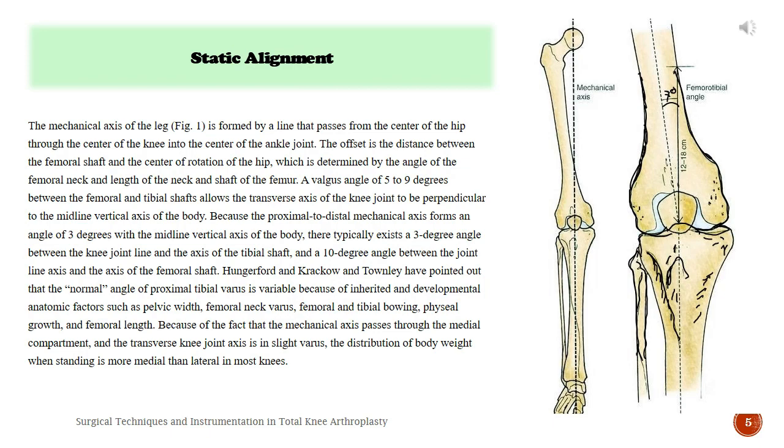Hungerford and Krakow and Townley have pointed out that the normal angle of proximal tibial varus is variable because of inherited and developmental anatomic factors such as pelvic width, femoral neck varus, femoral and tibial bowing, physeal growth, and femoral length. Because the mechanical axis passes through the medial compartment, and the transverse knee joint axis is in slight varus, the distribution of body weight when standing is more medial than lateral in most knees.